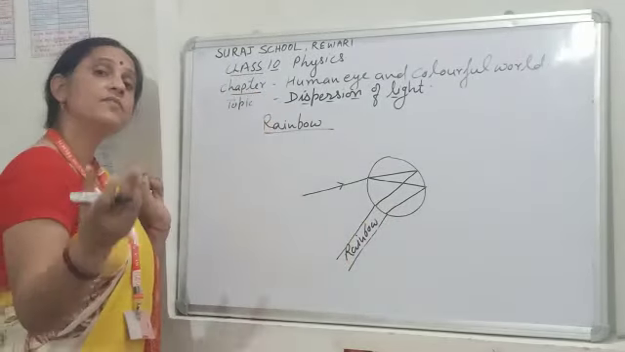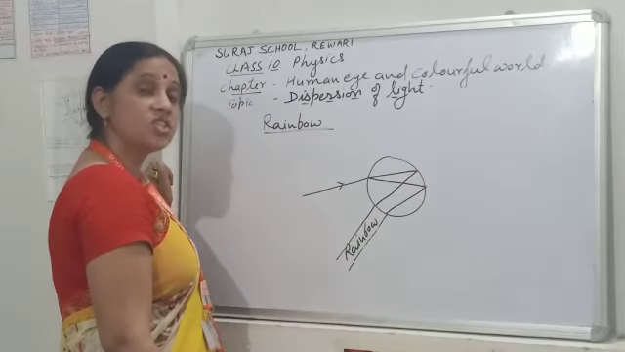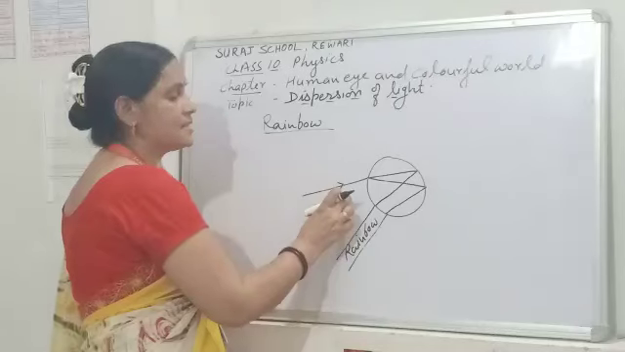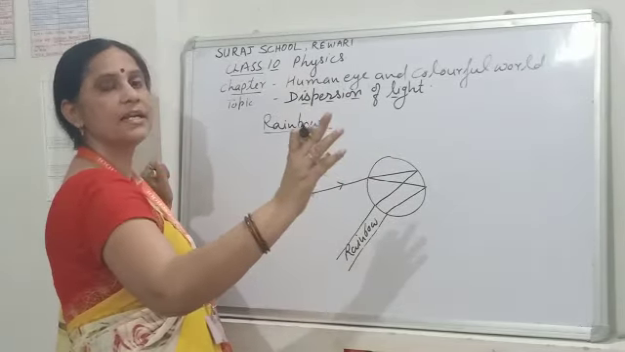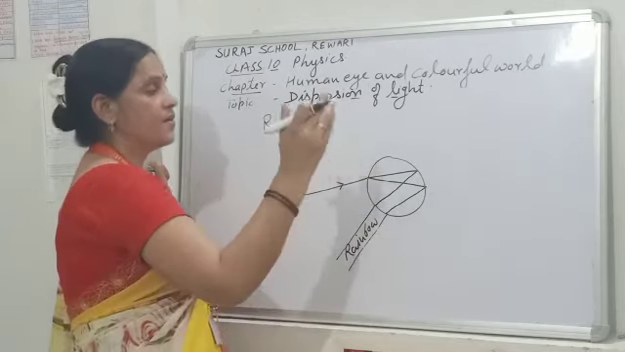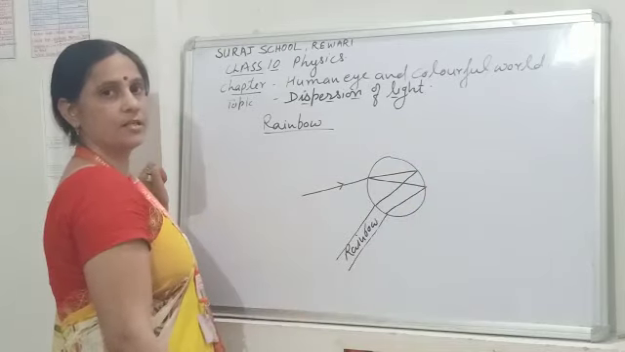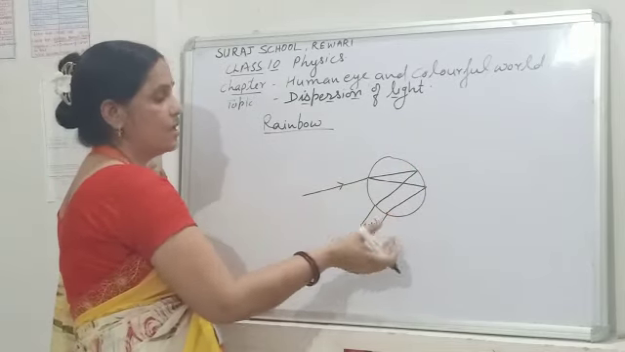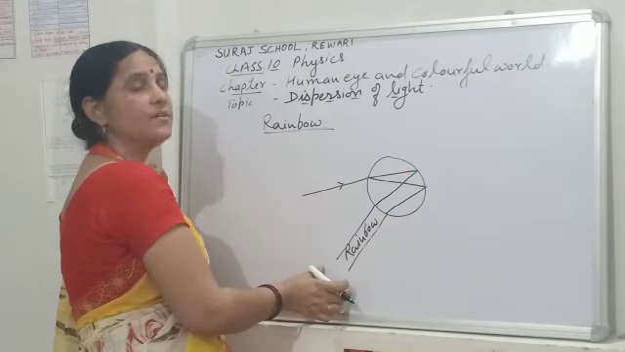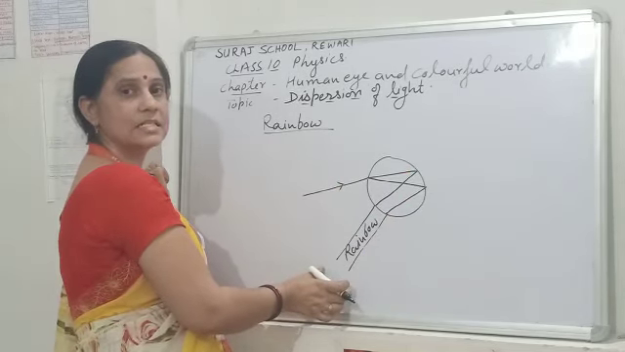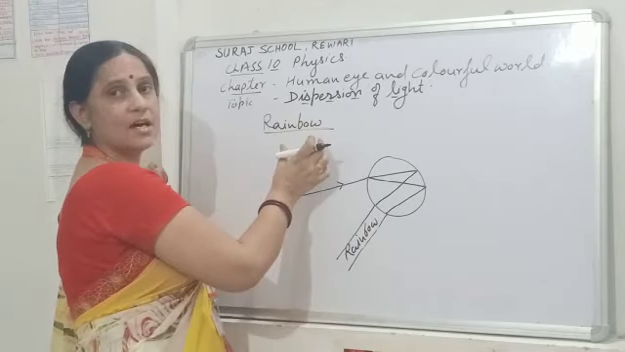Again, after the rain, when a large number of raindrops are suspended in air and the sun shines, then when sun rays enter these drops, 3 phenomena take place simultaneously: refraction, dispersion, and internal reflection. Due to these phenomena, we get the band of 7 colors, that is called a rainbow. And we see the beauty of nature in the sky in the form of 7 colors. It is the phenomenon of dispersion.